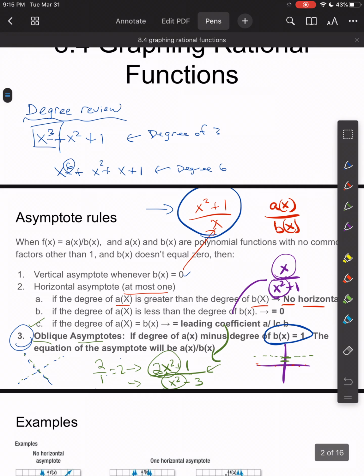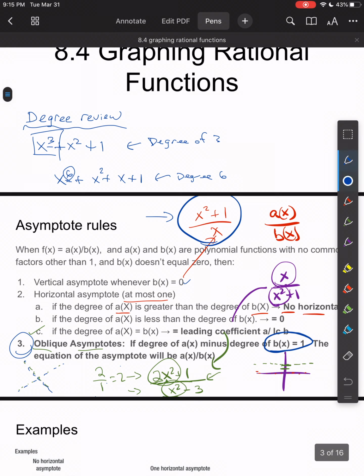So what this would look like if we were doing this one up here is this. We would take x squared plus 1 and divide it by x. A little bit of review on the division here. x goes into x squared, x times x is x squared. We subtract, we get 0, we bring down the 1. x can't go into 1 because there are no x's. So that would be a remainder, so we don't worry about it. So the oblique asymptote would be at y equals x.